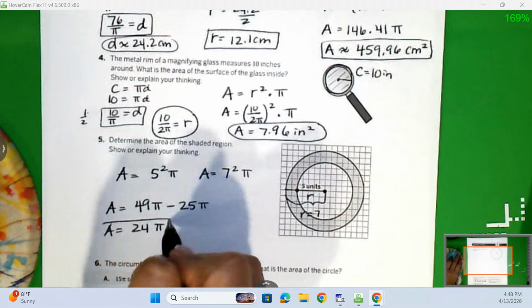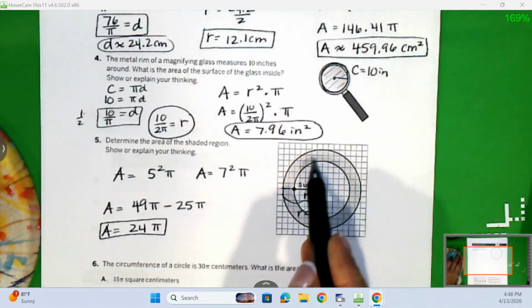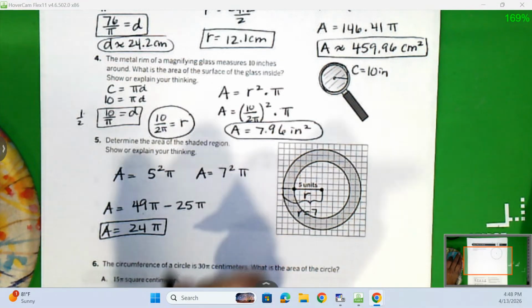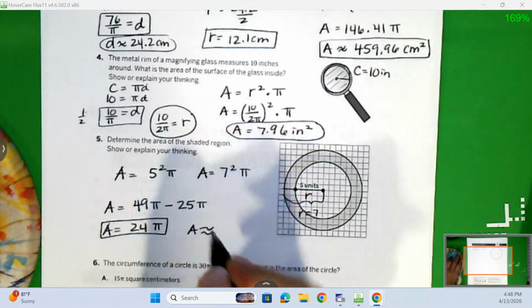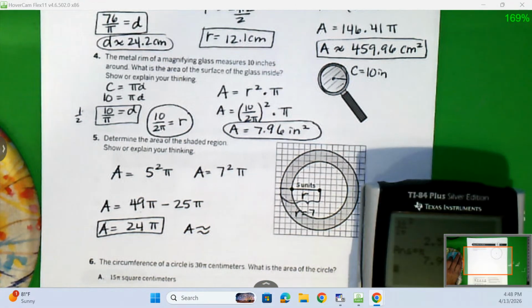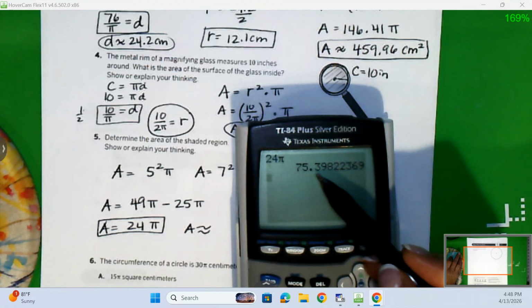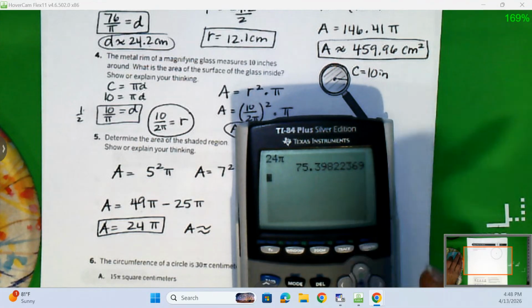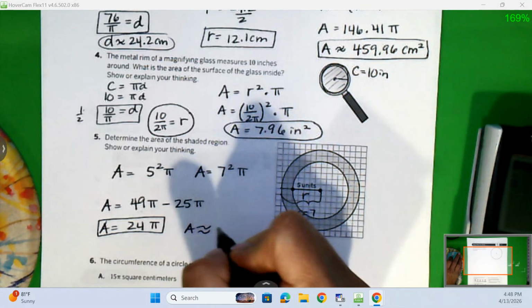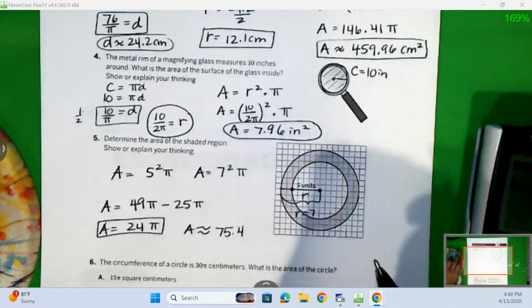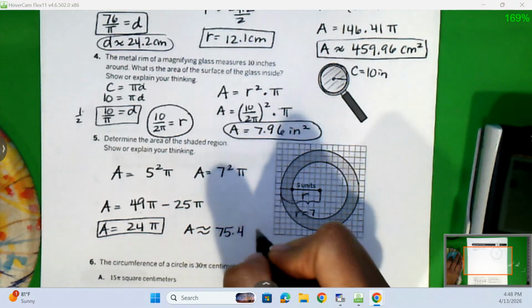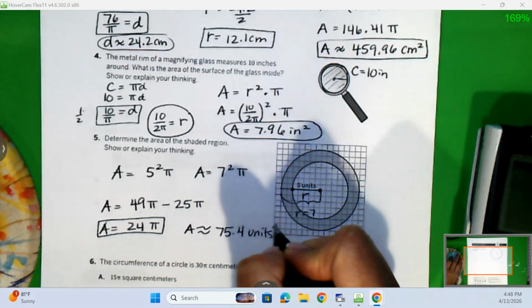Now again, that would be our exact answer for the area of this shaded region. If we want to approximate that, we're just going to do 24 times pi, enter. And we get a difference of, let's go with 1 decimal place here, 75.4. And we're just told units here, so we're just going to write units squared.